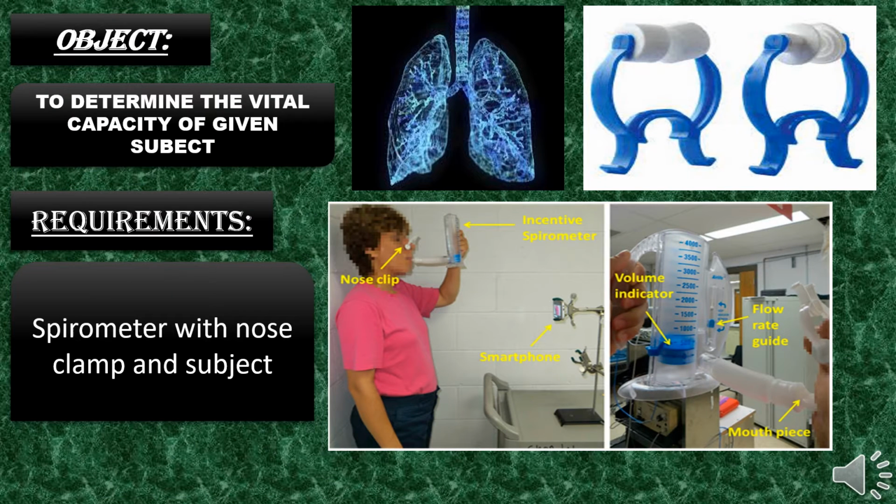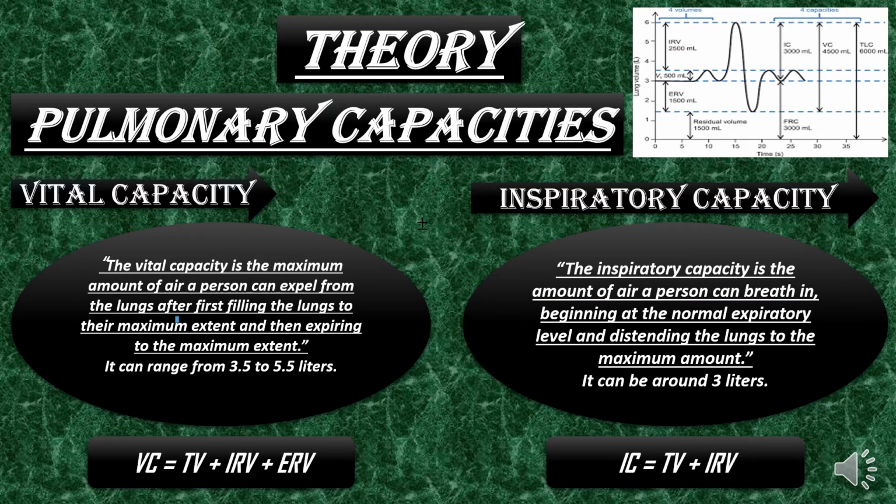The object of our presentation is to determine the vital capacity of a given subject. The requirements we need for this experiment are a spirometer, an apparatus for measuring the volume of air inspired and expired by the lungs, a nose clamp, and a subject.